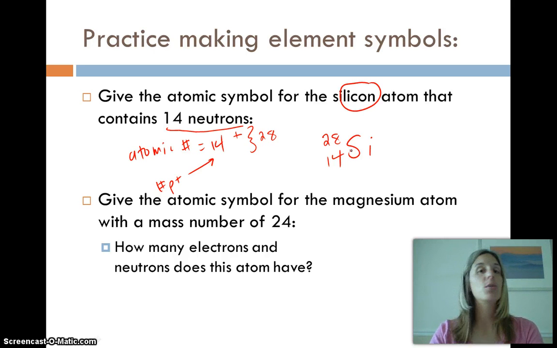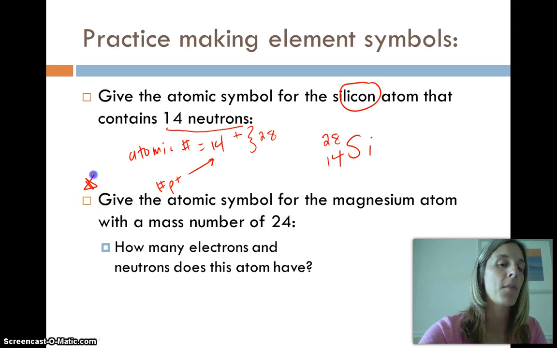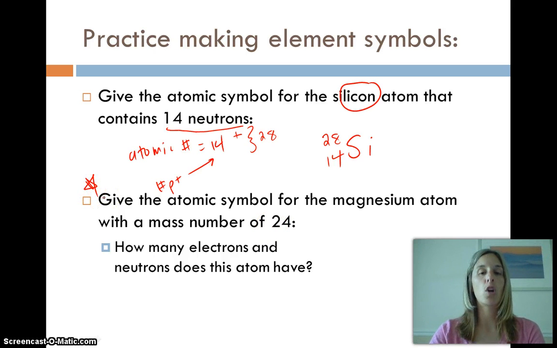What I'd like you guys to do is try this little bit easier practice problem. I'd like you to go ahead and try this one on the bottom. And on your Google form, if you could fill in how many electrons and neutrons this atom has, I'd really appreciate it. And we'll start class talking about that tomorrow.